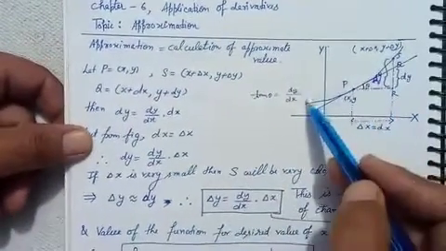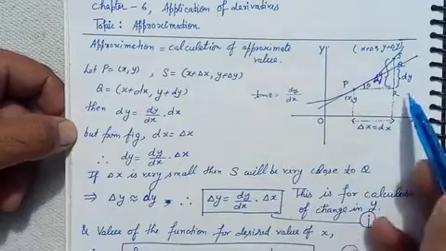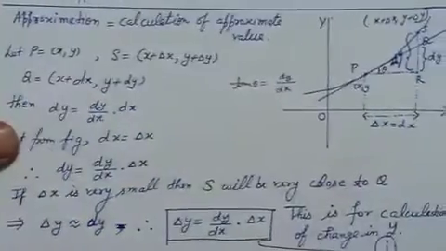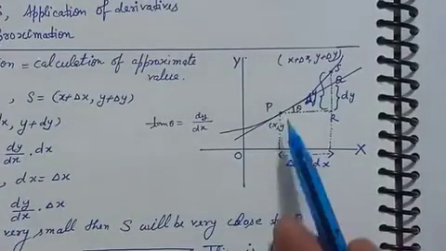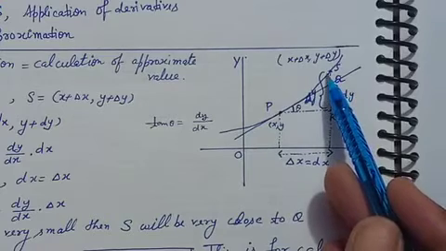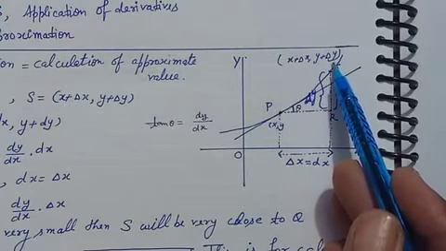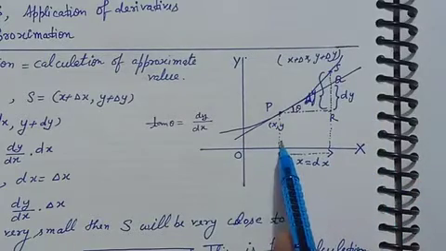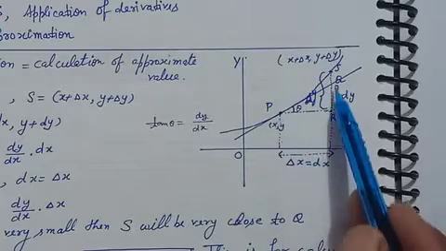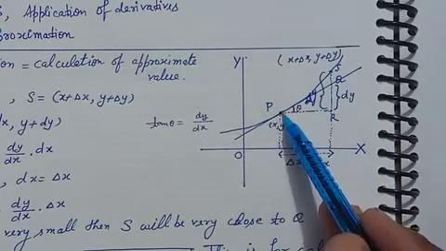Suppose this is the graph of y equal to f(x). Actually, this figure is self-explanatory. Observe it very carefully. This is point P having coordinates (x, y). This is point S having coordinates (x plus delta x, y plus delta y). It means this length is x, this length is delta x, this length is y, and this upper part is delta y. PQ is the tangent at point P.